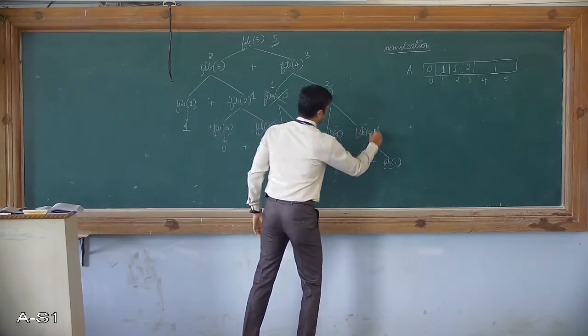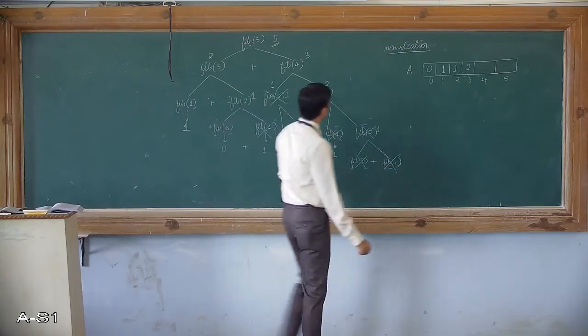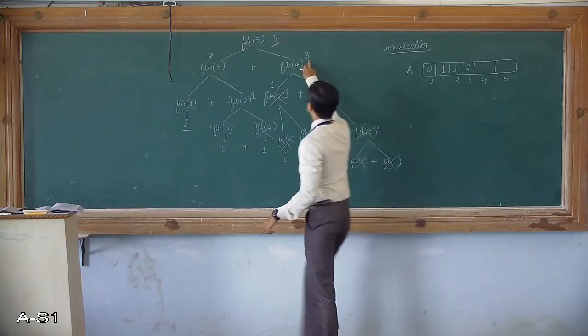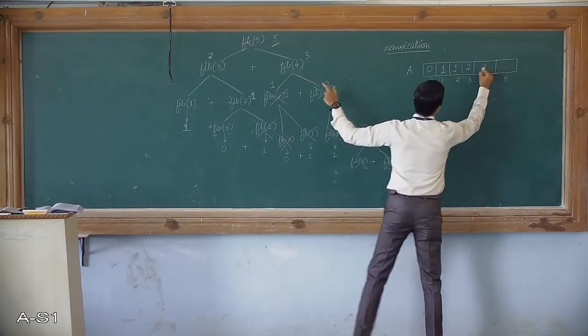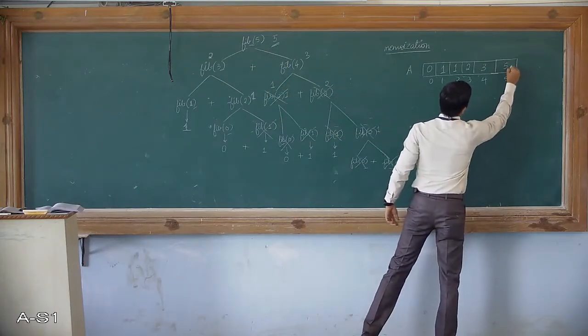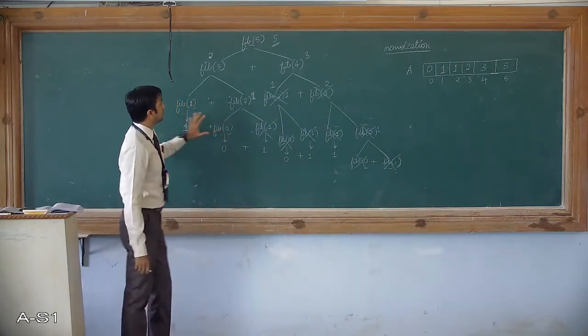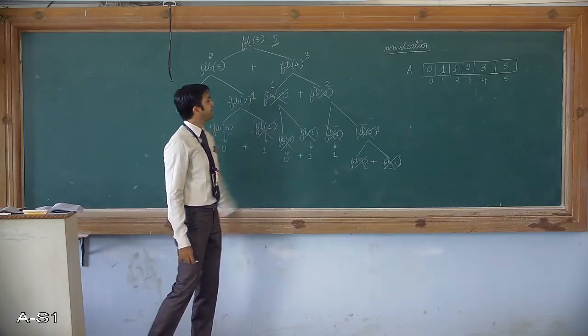So all these functions will not be called. So 2 plus 1, it is going to be 3. So Fibonacci of 4. What is the value of Fibonacci of 4? 3. Fibonacci of 5, 3 plus 2. So now the number of recursive function calls have been reduced.